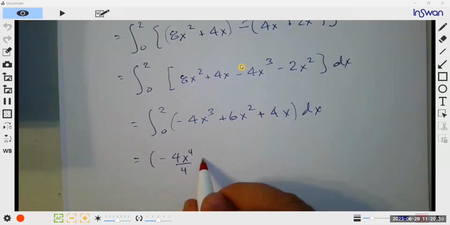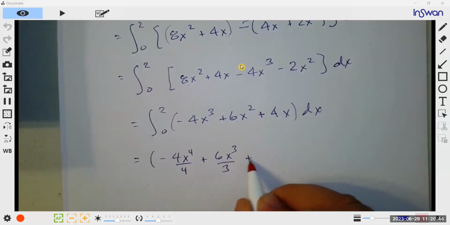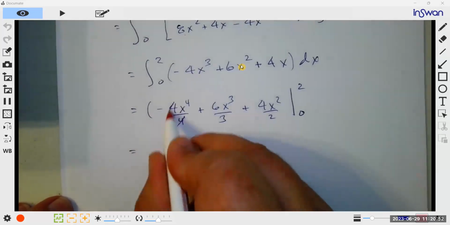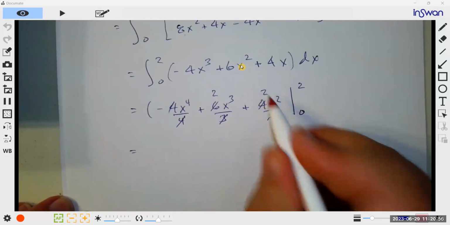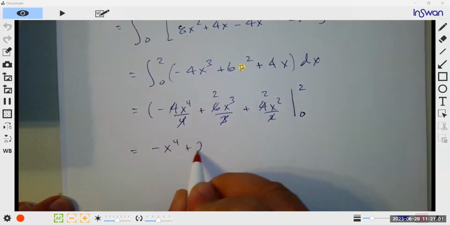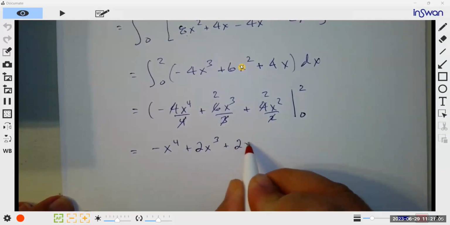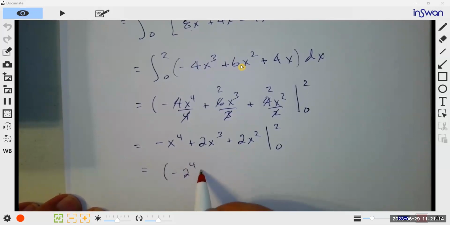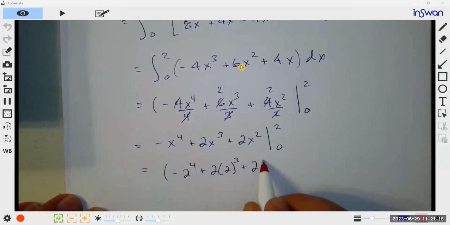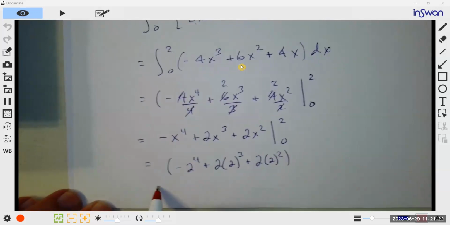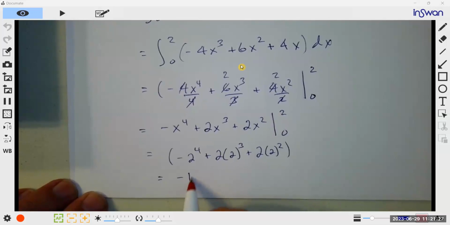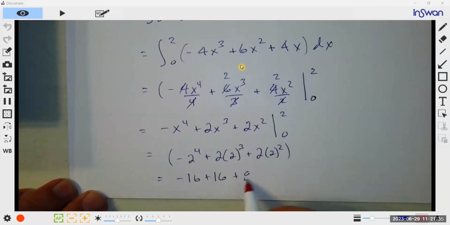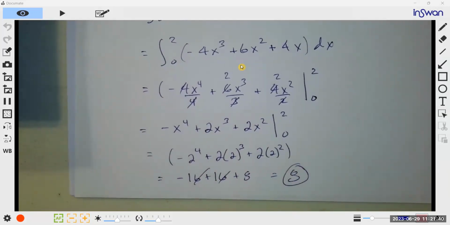X to the fourth over 4, x to the third over 3, x squared over 2, from 0 to 2. The fourths cancel. That becomes a 2. So I have minus x to the fourth, plus 2x cubed, plus 2x squared. Negative 2 to the fourth, 2 to the third, 2 squared, minus 0. Minus 16. 8 times 2 is 16. 4 times 2 is 8. So 8 has to be the answer.